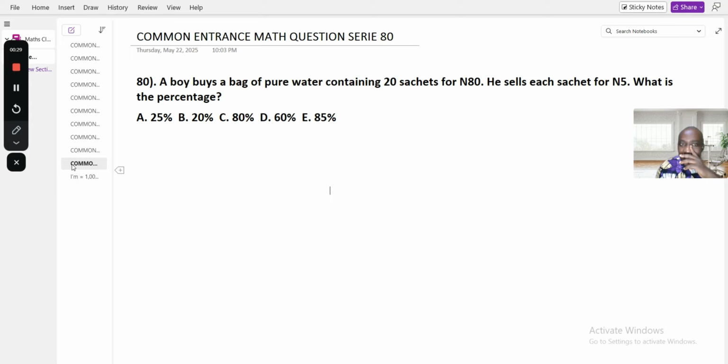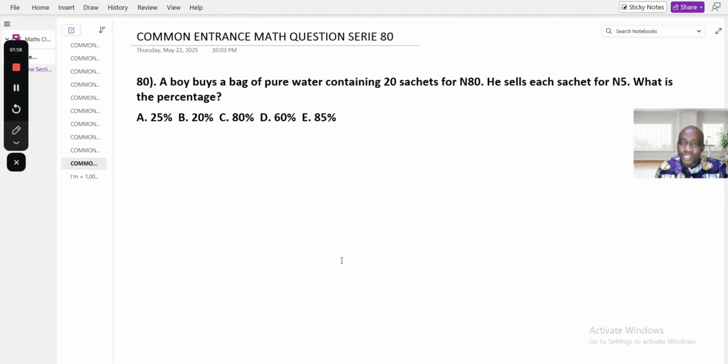A boy buys a bag of pure water containing 20 sachets for 80 naira. He sells each sachet for 5 naira. What is the percentage gain? Now, it should be gain because the question is asking what is the percentage. It means either profit percentage or loss percentage. Here we confirm whether it's profit for this boy.